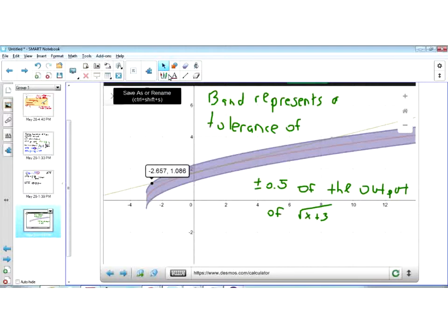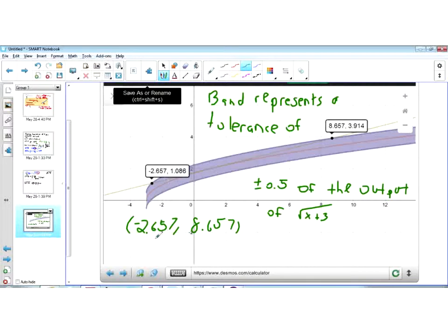And then here's the other point. So we can say negative 2.657 is the beginning of the interval. And you can see that the linear approximation exits the band right here at x equals 8.657. So this interval represents the domain for the linear approximation for the suggested tolerance of plus or minus 0.5.